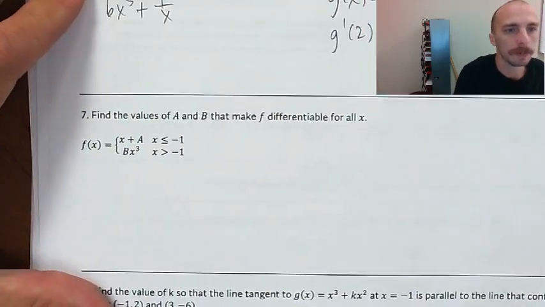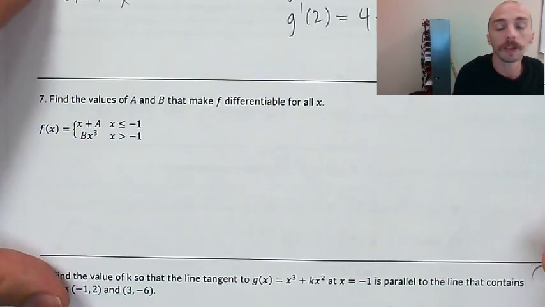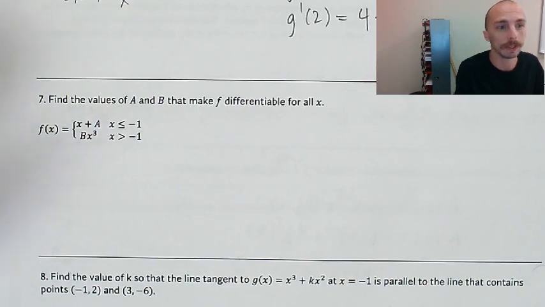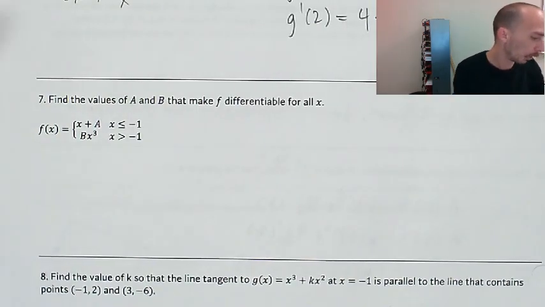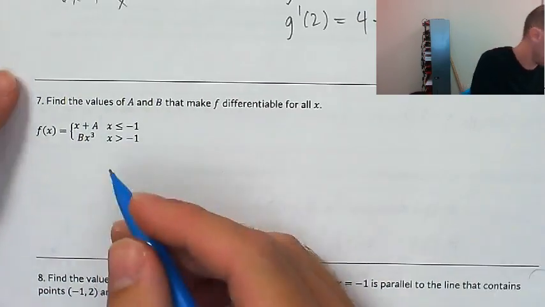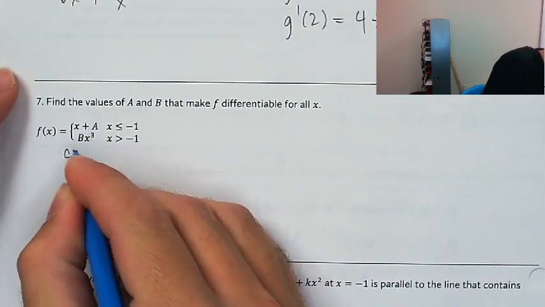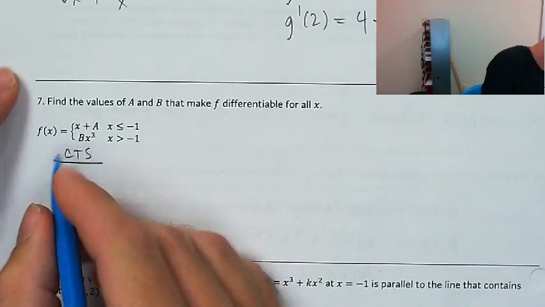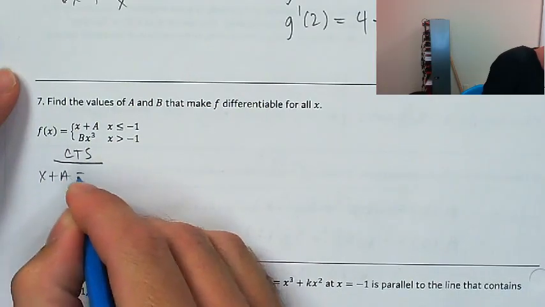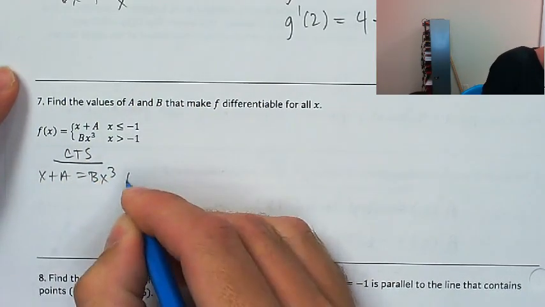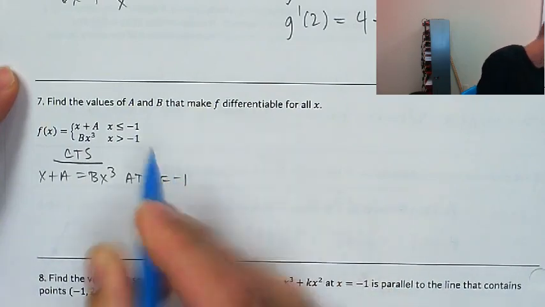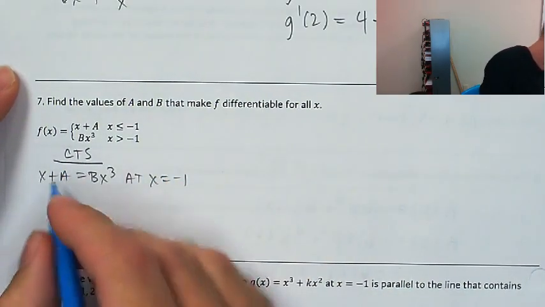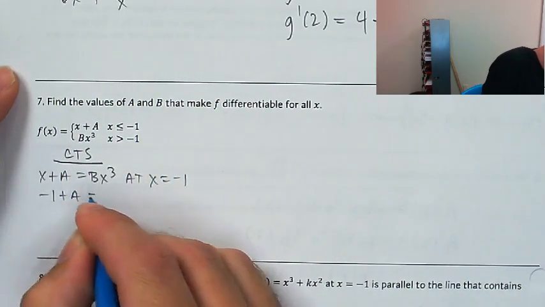All right, we're going to find the values of a and b that make f differentiable for all x. And if a function is differentiable, then it also has to be continuous. Okay, and I already did work this one once. This is identical to the one on Form I, so if you already saw me do that, you're not going to see anything different. But we need to set these two pieces equal to each other so that the function is continuous. And then we're going to plug in x equals negative 1.